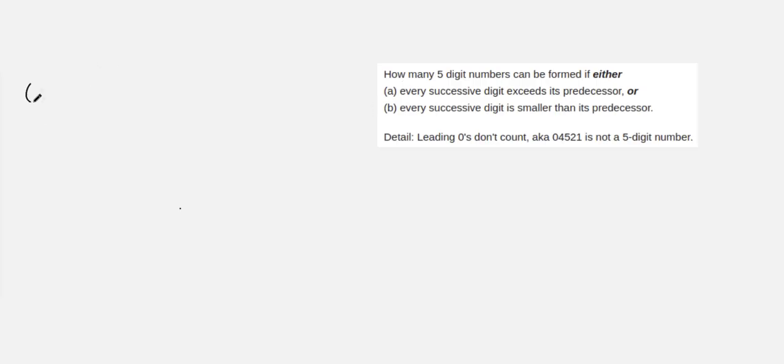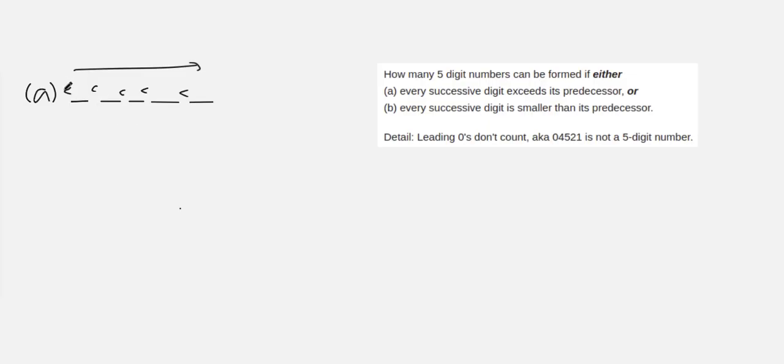So I'm going to count these separately. So first we're going to look at A. And so we have 5 digits, and whenever I'm doing a counting problem and there's digits or seats or whatever, I like to just write blanks. It usually leads to more organized counting. And so we want every successive digit to exceed its predecessor, which is going in this direction. So basically we have 5 numbers in increasing order.